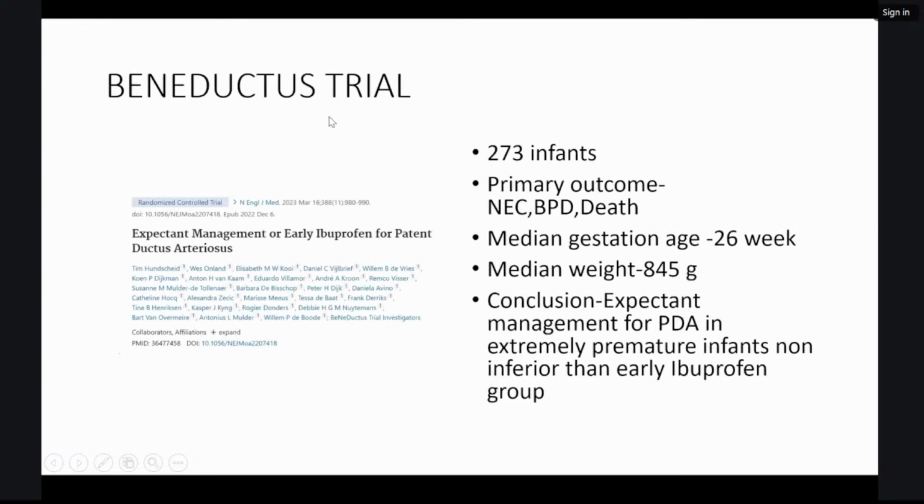So the BeNeDuctus trial is a trial showing expectant management versus early ibuprofen for treatment of patent ductus arteriosus. It was published in 2023 in the New England Journal of Medicine. Here they enrolled 273 infants. The primary outcome was NEC, BPD, and death in expectant management versus early ibuprofen. The median gestational age was 26 weeks and median weight was 245 grams. The conclusion from the study was that expectant management for PDA in extremely preterm infants is non-inferior to the early ibuprofen group in the primary outcome of NEC, BPD, and death.